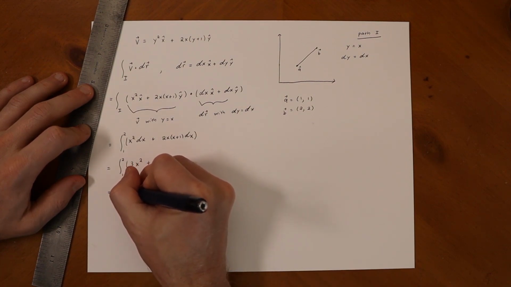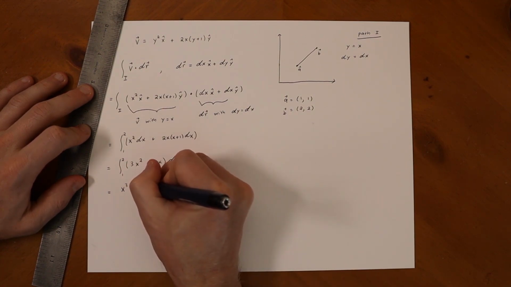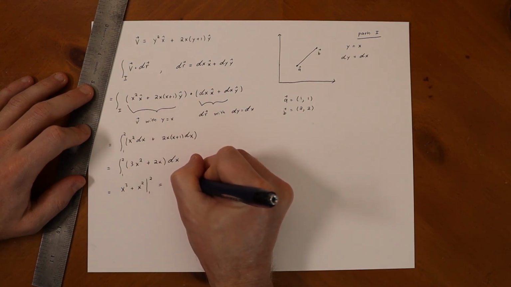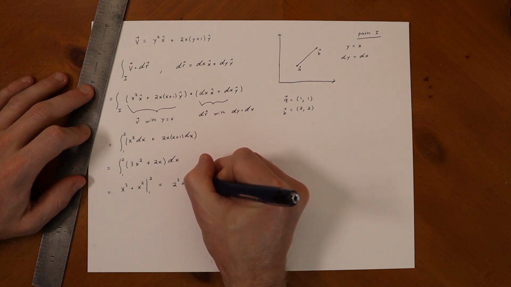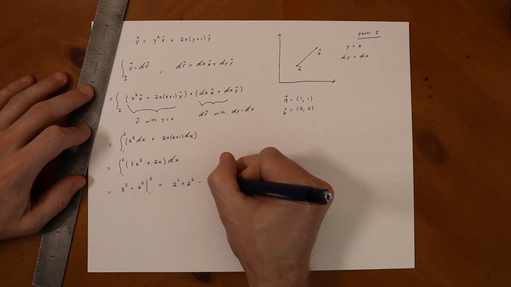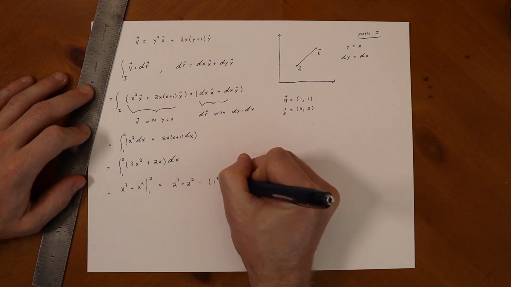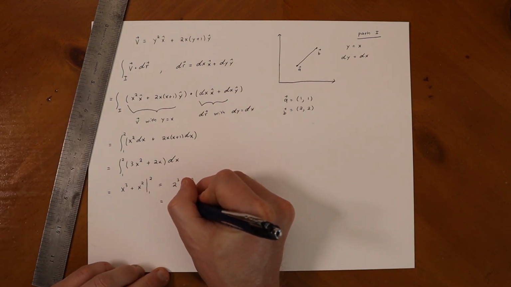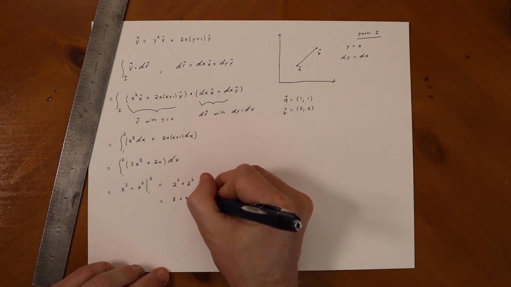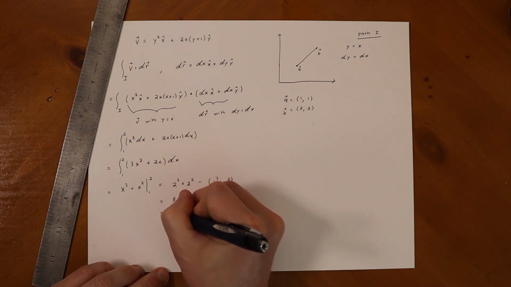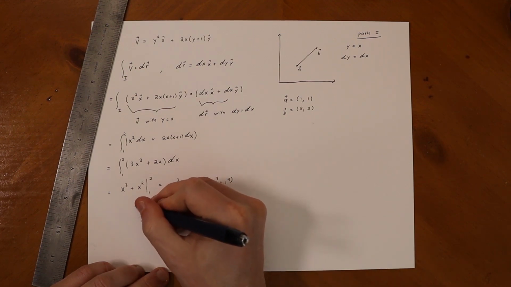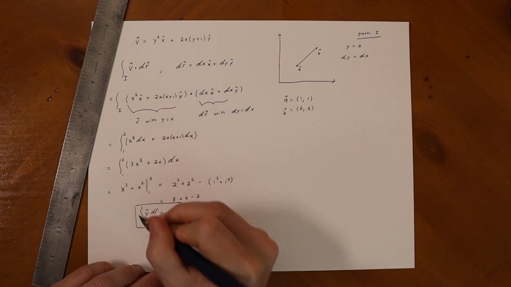So now we just do this integral, that's x cubed plus x squared from 1 to 2, which is (2 cubed plus 2 squared) minus (1 cubed plus 1 squared). And this is 8 plus 4 minus 2, which is equal to 10. So the integral over path 1 of v dot dr is 10.